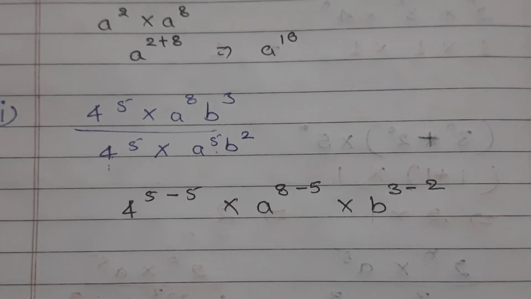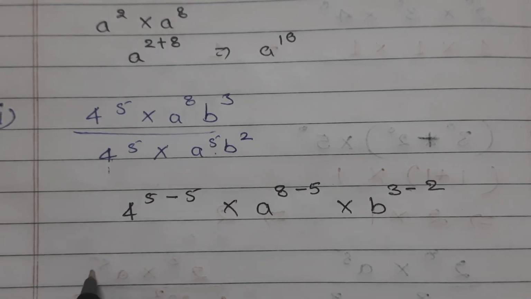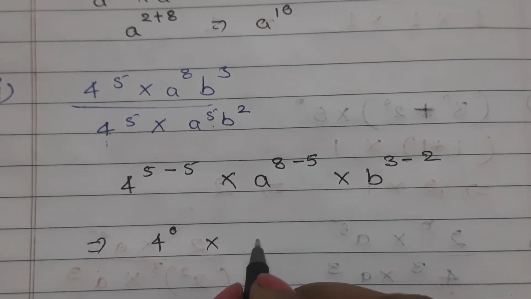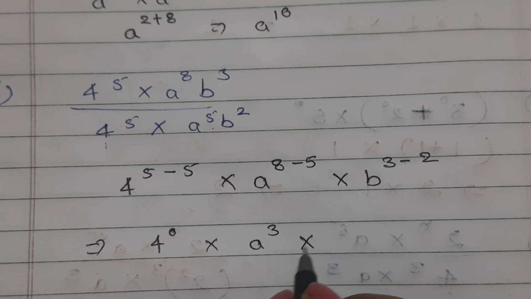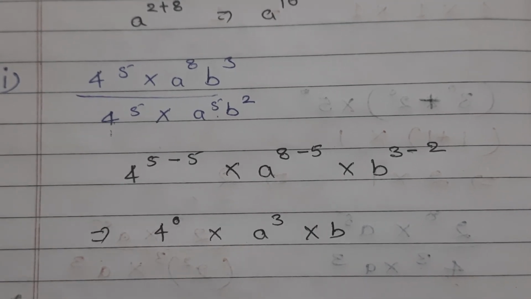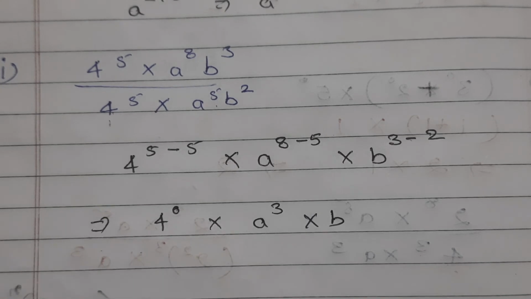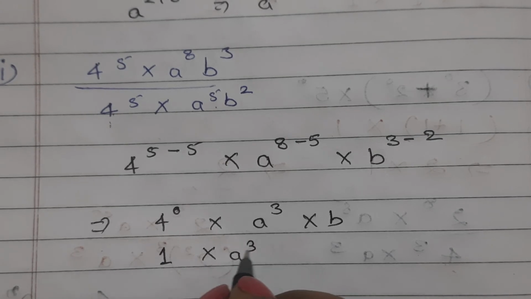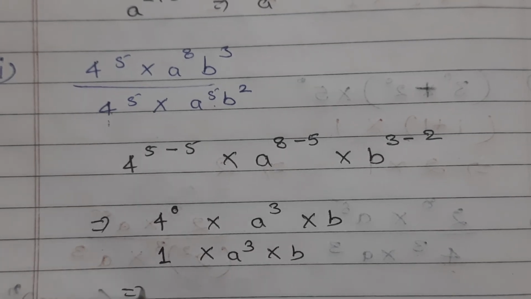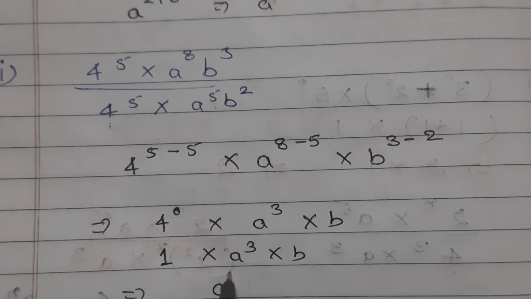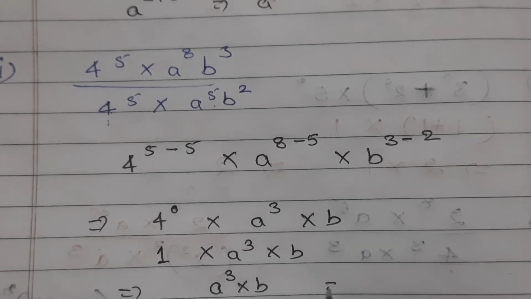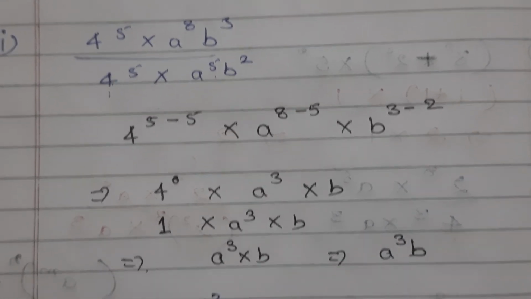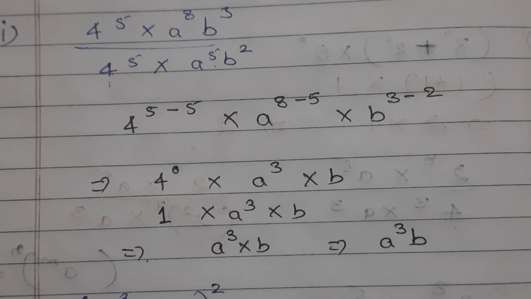The question looks like a bigger, difficult one, but the solution remains very simple. So we know 4 to the power 0 into a to the power 3 into b to the power 1. So 1 we will omit. We know that 4 to the power 0, the value will be 1, into a to the power 3 into b. So the answer here will be a to the power 3 into b. Both ways we can write the answer here.